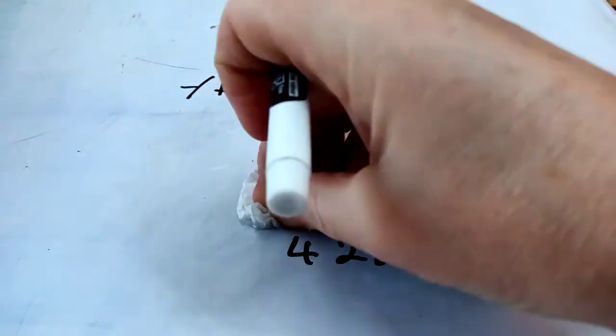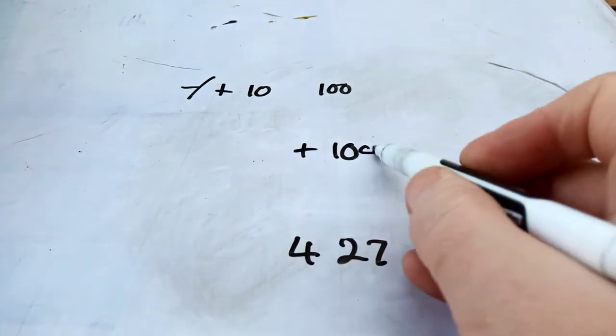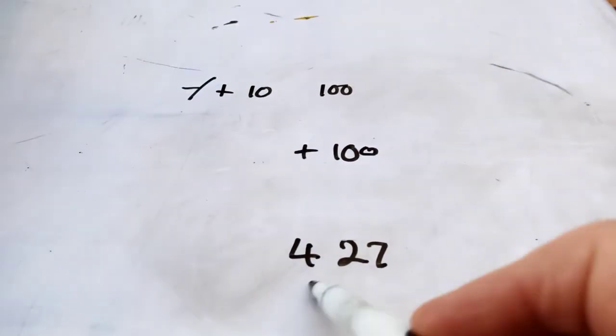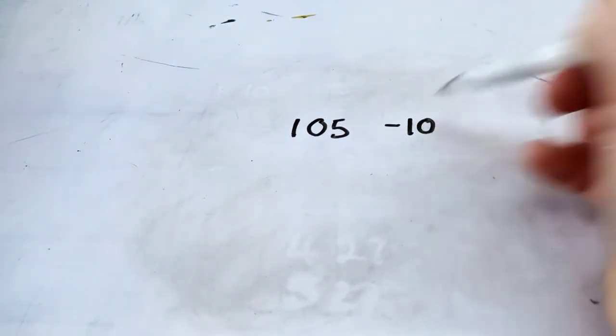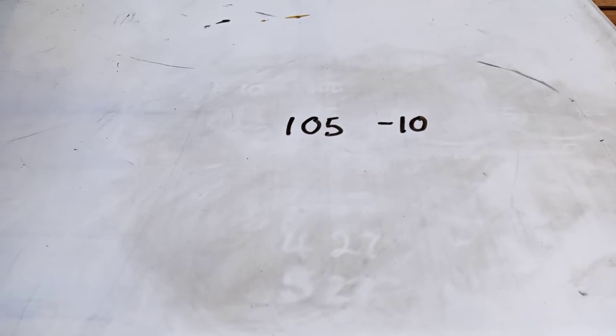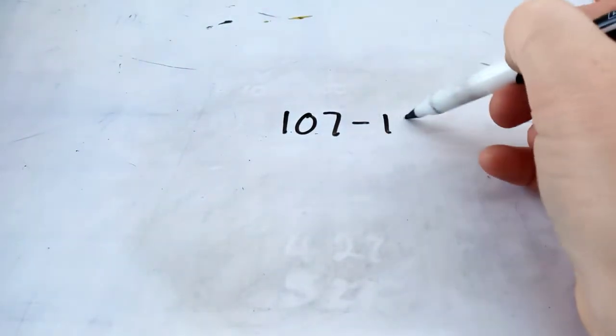This time I would like you to add 100 to 427. Add 100. Well done, 527. Fabulous. Just to check that we can do it, if I said we had 105, if I took away 10, what's that going to be? That's hard. Yeah, equals 95. It's tricky, that one. If I said I had 107 take away 10, what would that be?